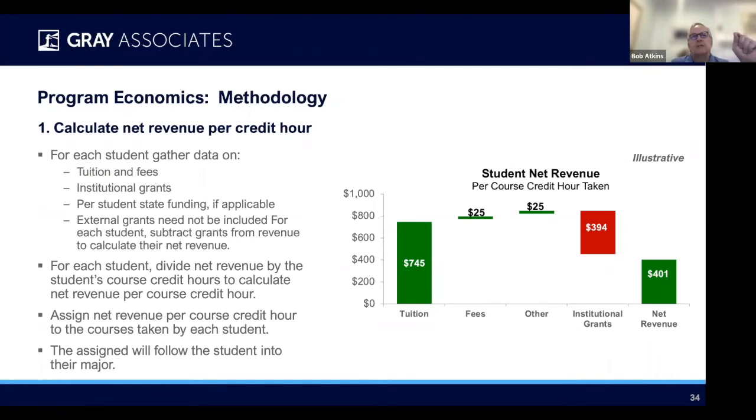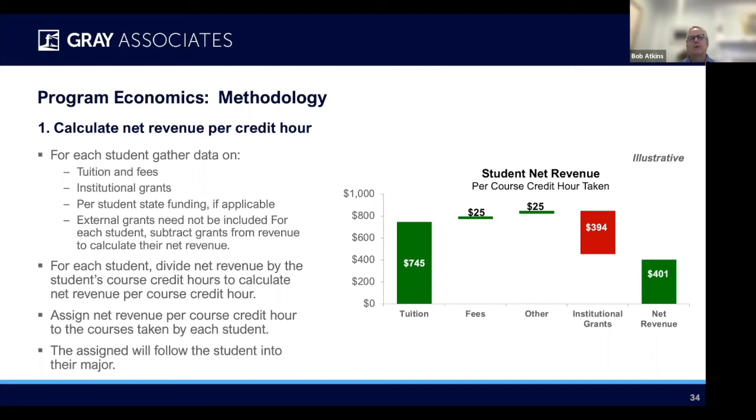Now, there's also funding that's fixed. It's not per student, and that we would not include in program margins. It would go in and get to offset your overheads. Then you subtract from that institutional grants. That would be things like scholarships. And that'll get you net revenue.